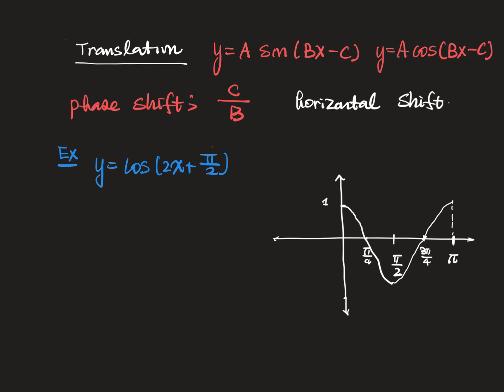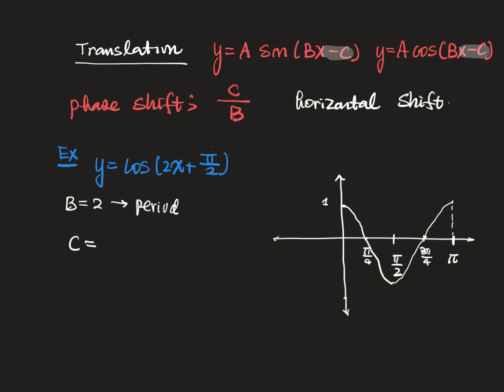Next one, I want to do translation horizontally. So horizontal translation depends on the variable C. But when you see here, guys, look very carefully, here is negative, here is negative. So phase shift, horizontal shift, is C divided by B. So for example, cosine 2x plus pi over 2, guys, notice B is 2. That's the period.